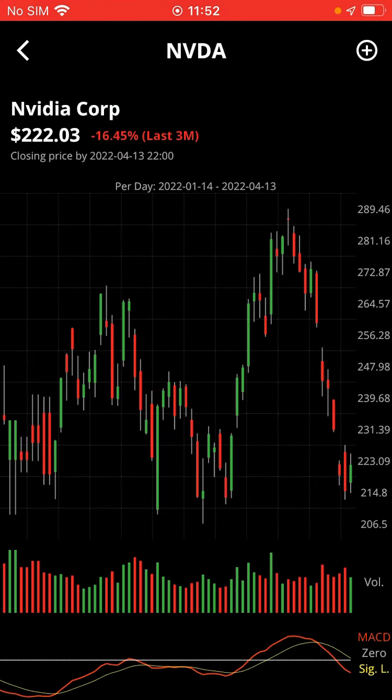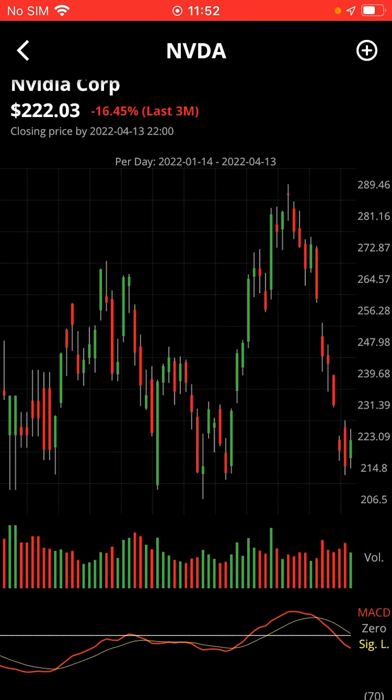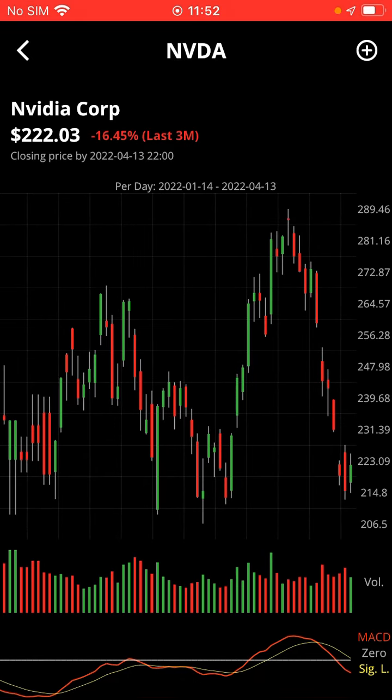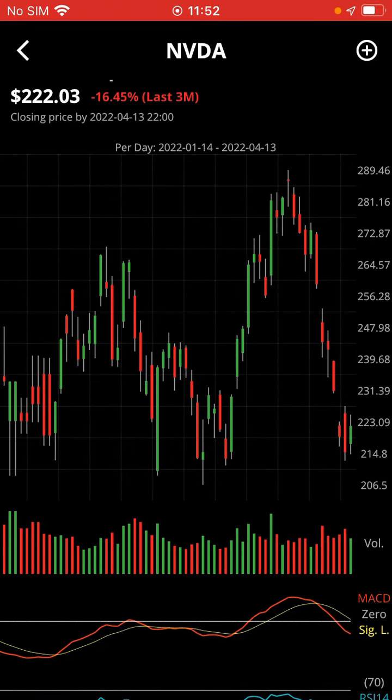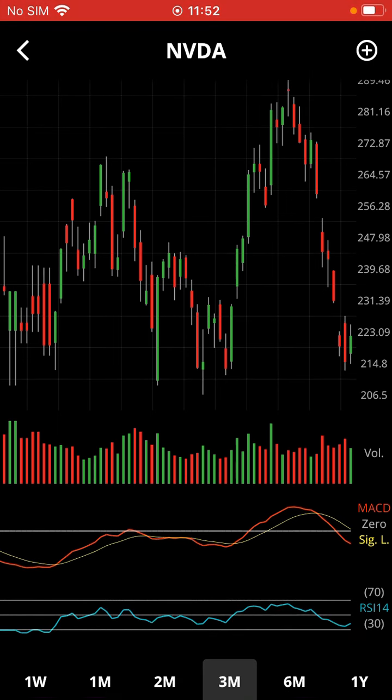So if we have a look at Nvidia's last 3 months, the price of Nvidia has gone down by 16.45% based on the latest closing price of Nvidia, which is $222.03. And during the past week or so, there was a huge price reduction in the price of the stock.